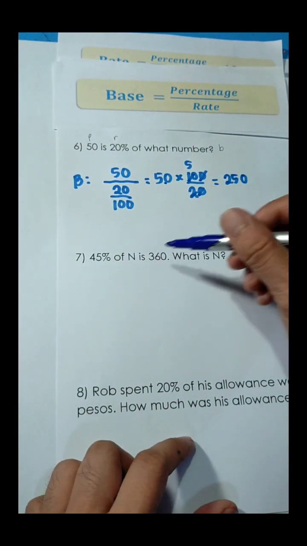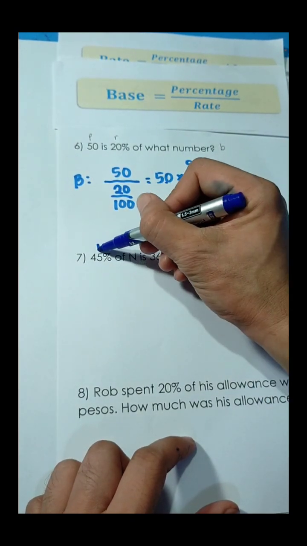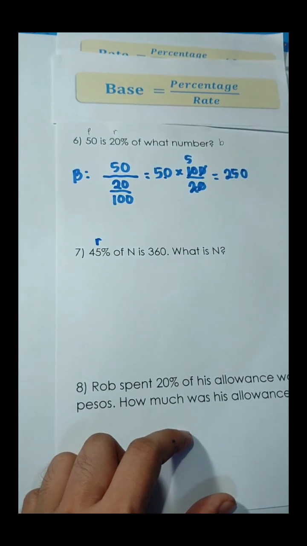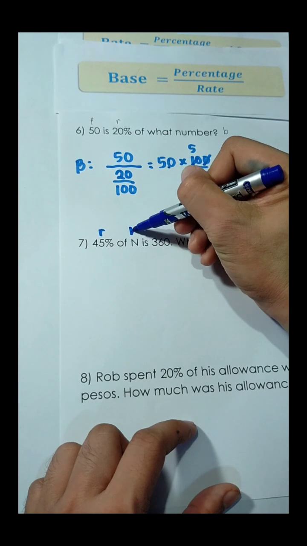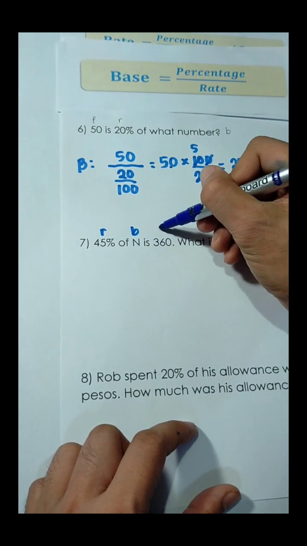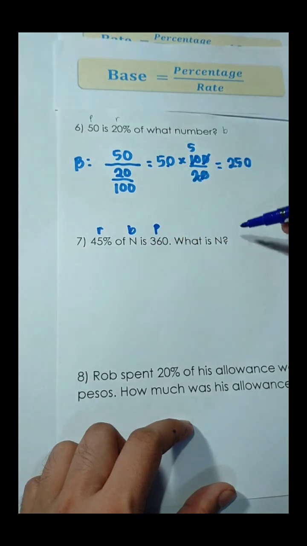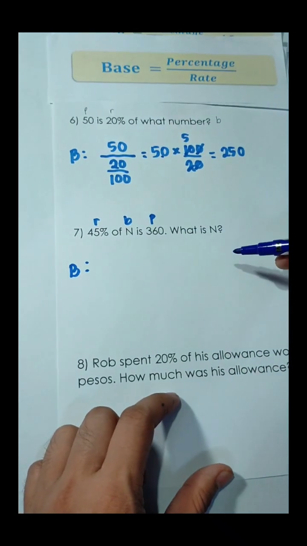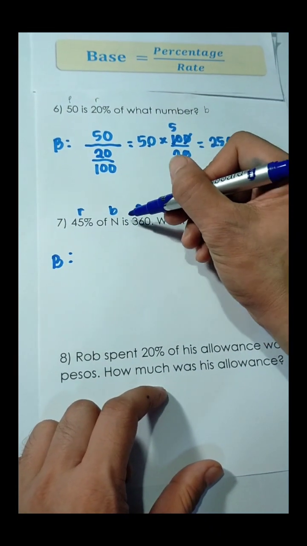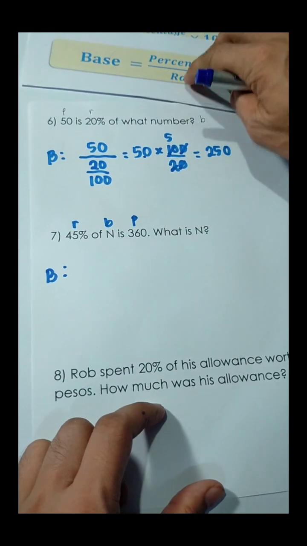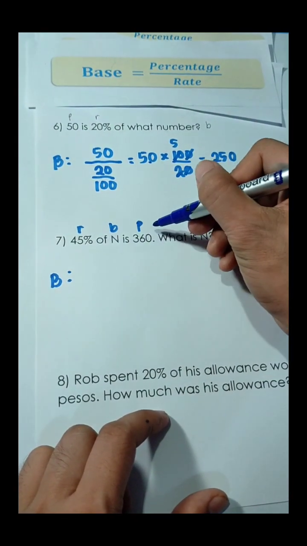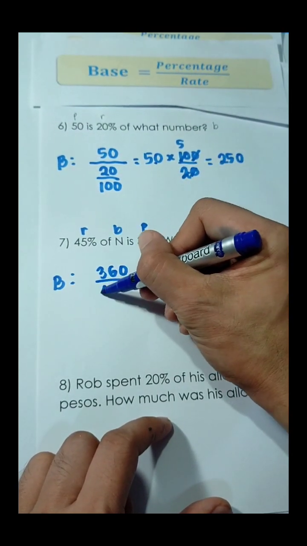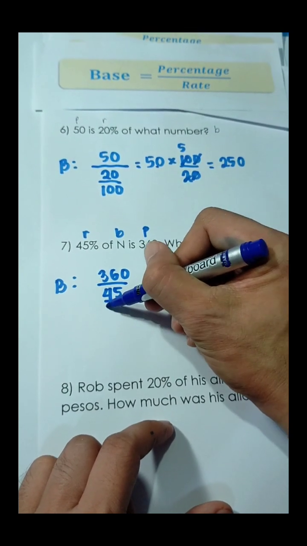Number 7. 45%, this is our rate, of n is 360. So n is our base, 360 is our percentage. Our n is unknown, so we're looking for the base in this problem. By formula, the base is equal to percentage over rate, which is 360. Our rate is 45 over 100.